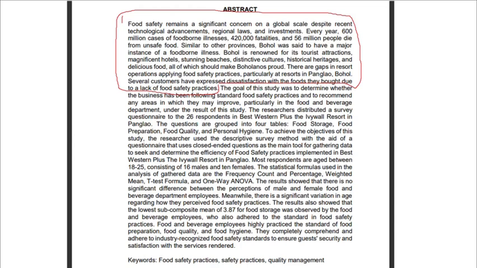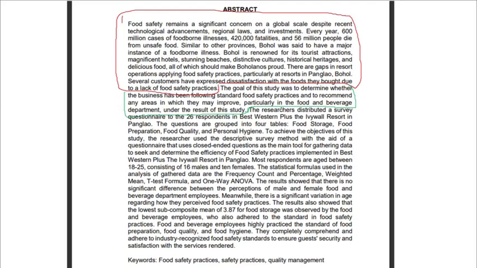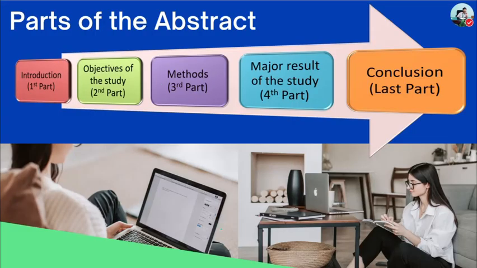Objectives of the study: the goal of this study was to determine whether the business has been following standard food safety practices and to recommend any areas in which they may improve, particularly in the food and beverage department, under the result of this study. So this is the example of the objectives of the study. Next, methods. The researchers, okay, methods, color violet.